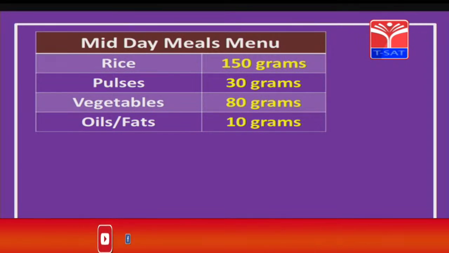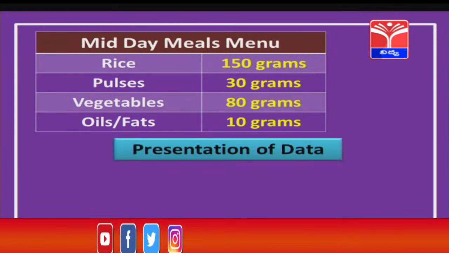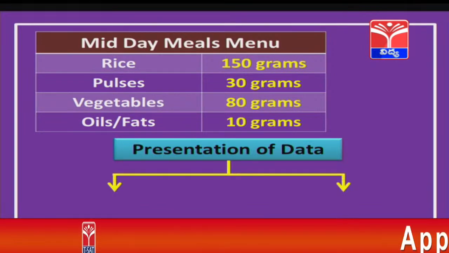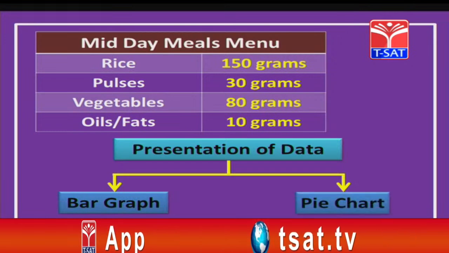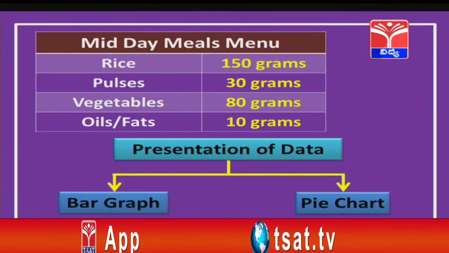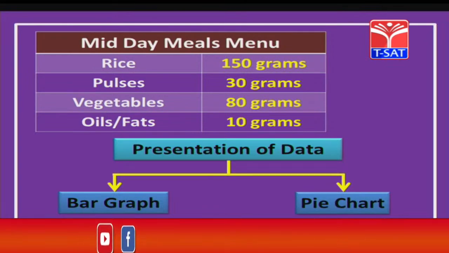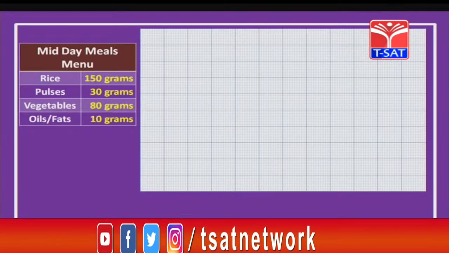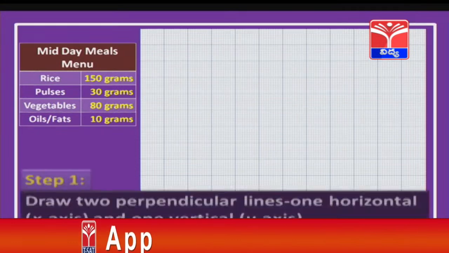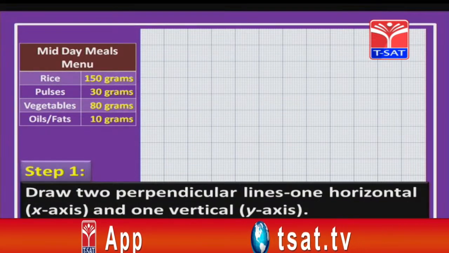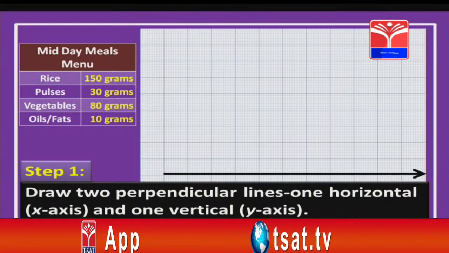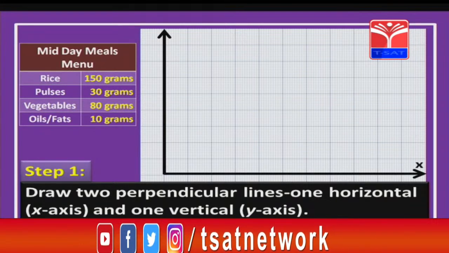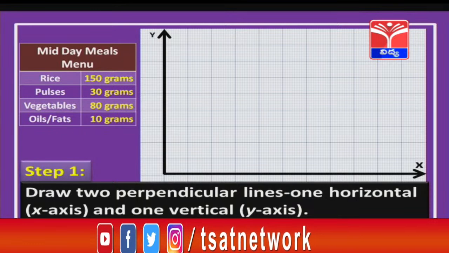Okay, children. In this session, we are going to present this data in the form of graphs. That is, it can be drawn using a bar graph or using a pie chart. First, we will draw a bar graph for the information shown on your screen. Let us start. For this, the first thing you need is a graph paper. In the first step, we draw two perpendicular lines, one along the horizontal and one along the vertical. The horizontal line is called the x axis and the vertical line is called the y axis.